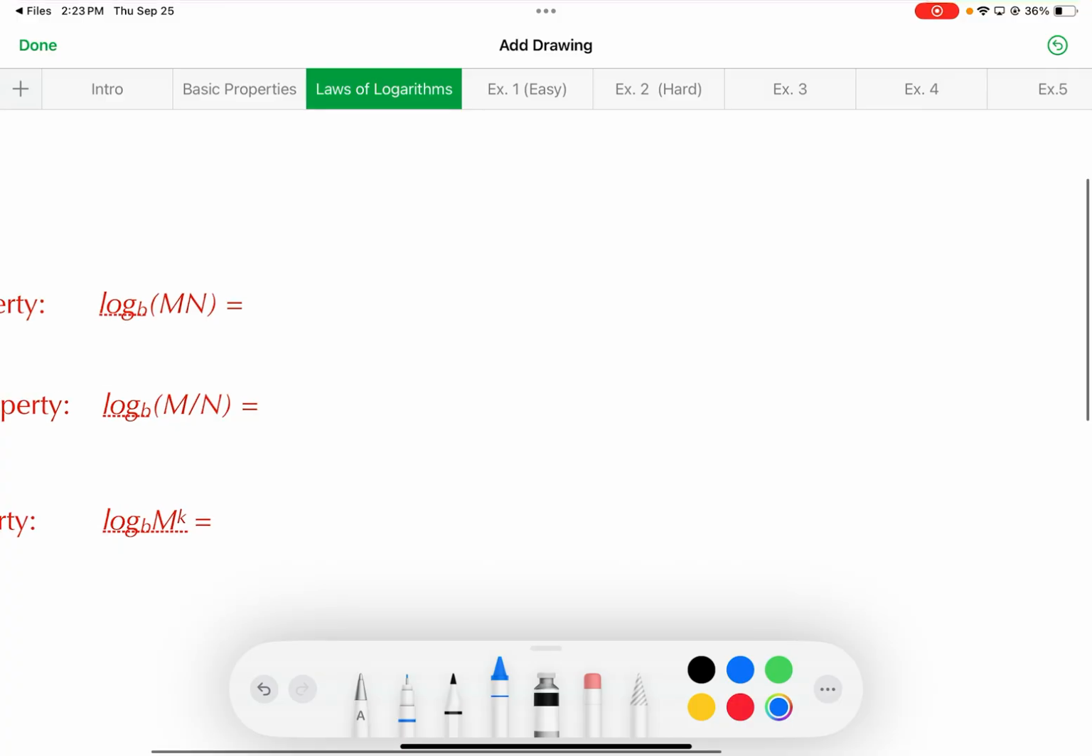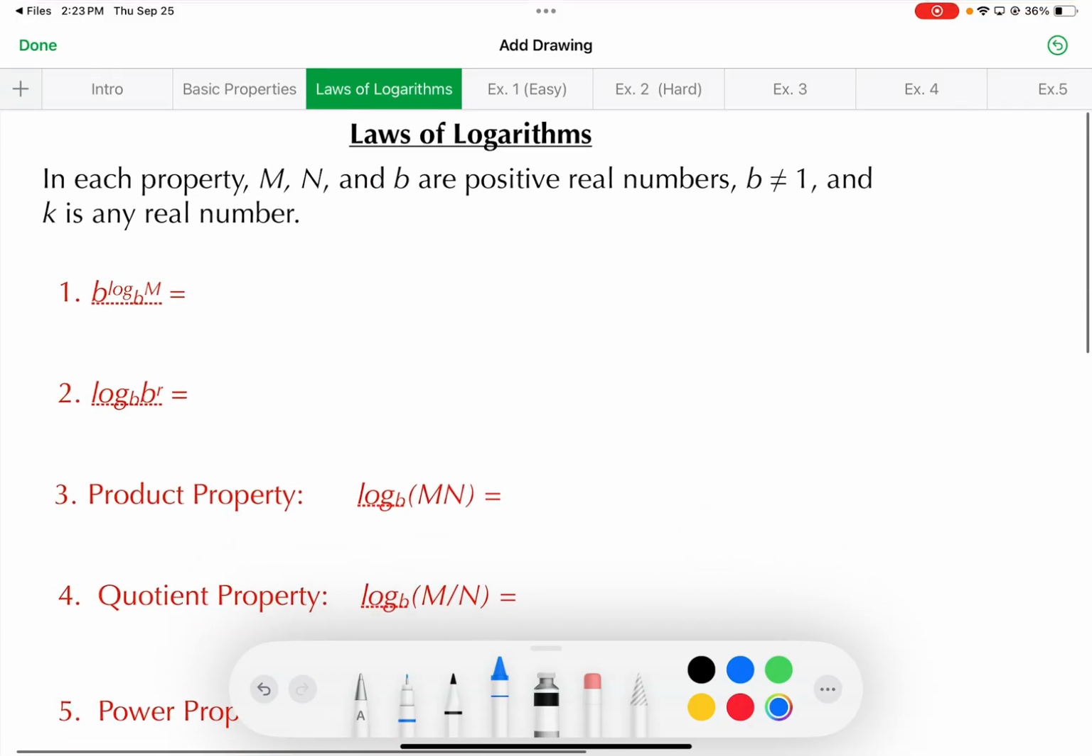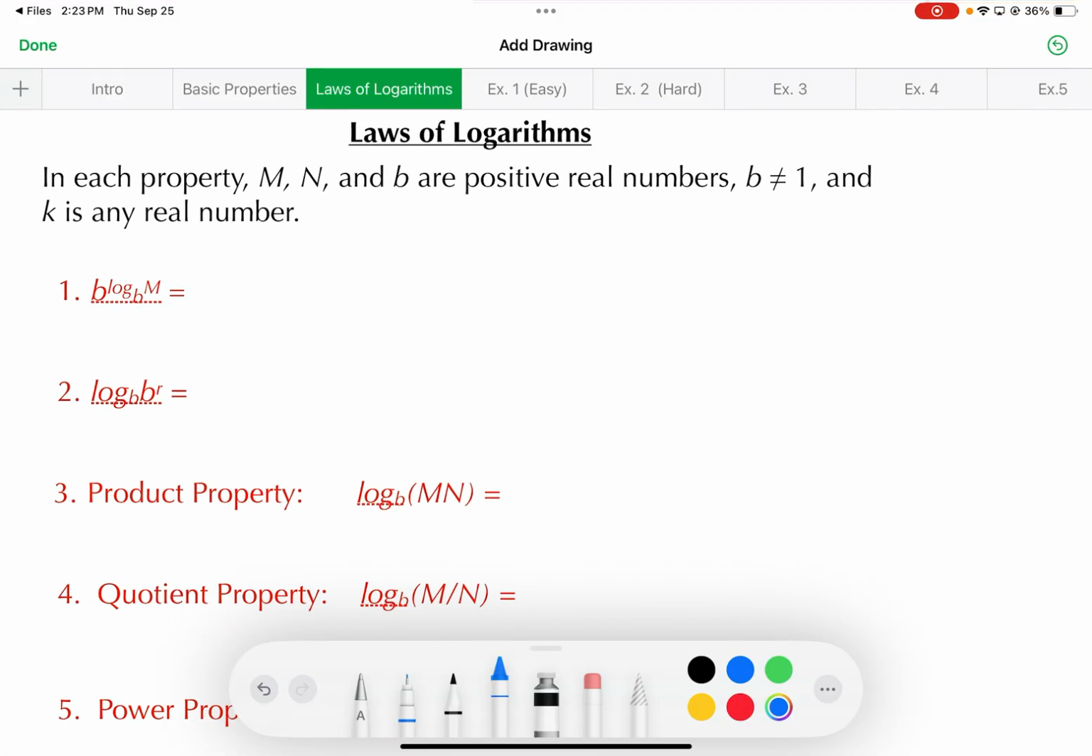Okay, now, next page. These are laws or properties of logarithms. Within these properties, I'm going to use the letters m, n, and b. Those are all positive real numbers. b is going to be the base of my logarithms. So in addition to b having to be positive, it's not allowed to be 1. And then one of the properties at the end there uses k. That's going to be any real number.